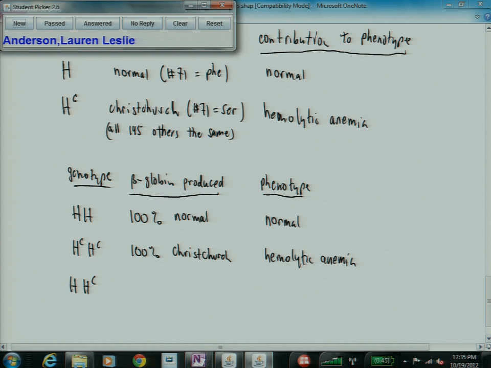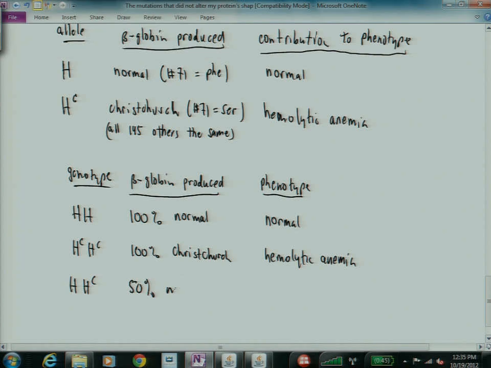Exactly. That's exactly right. All right, so thank you, Lauren. So you'd expect 50% normal and 50% Christchurch. That's rule 1 and rule 2. Both alleles do their thing, which means you get a mixture of both proteins.